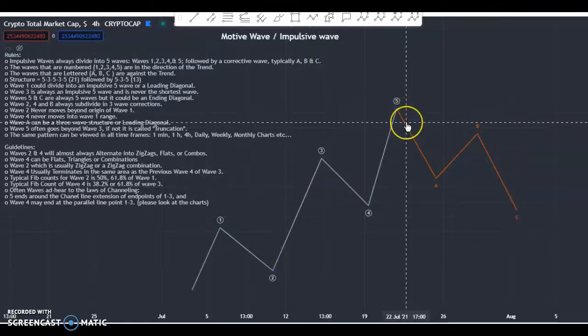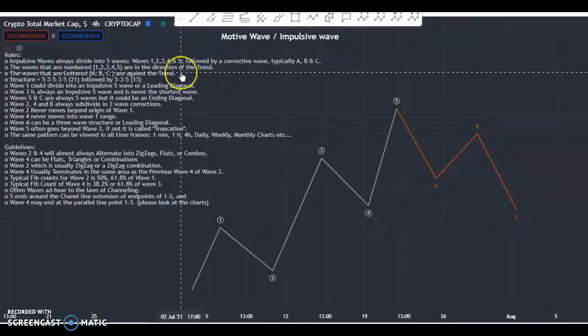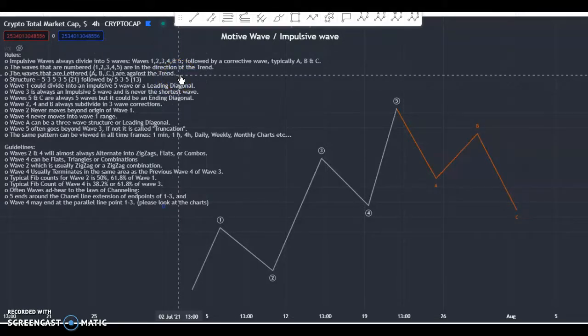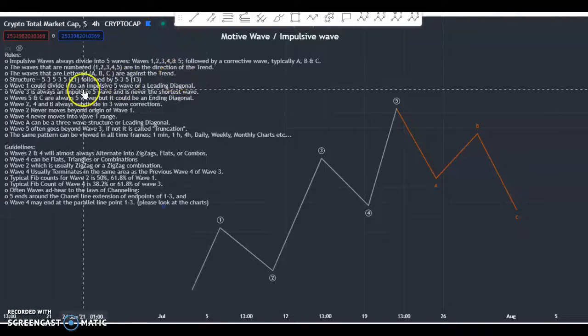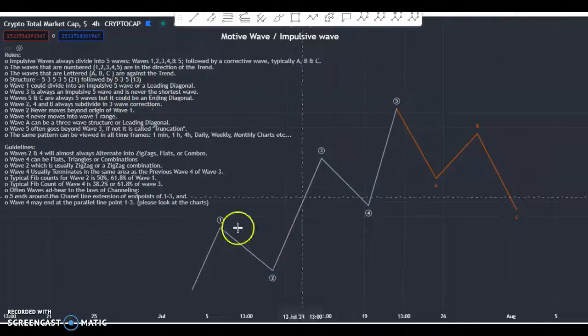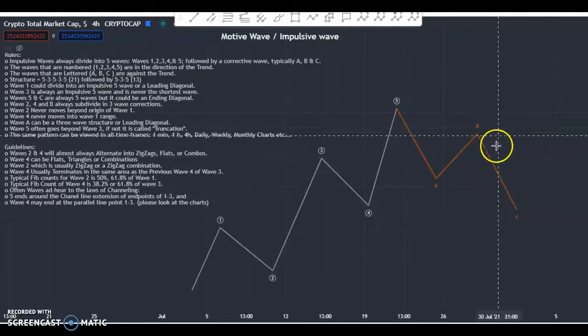Then the lettered ABC waves are against the trend. Okay, so counter trend. That's normally what we call the correction. The structure of that is normally 5, 3, 5, 3, 5, which is 21 swings, followed by 5, 3, 5, which is your 13 swings. So you've got 21 waves and 13 waves going down.